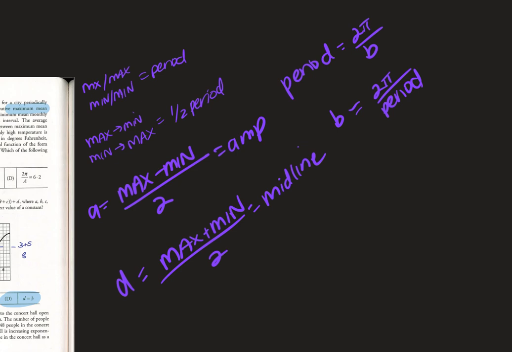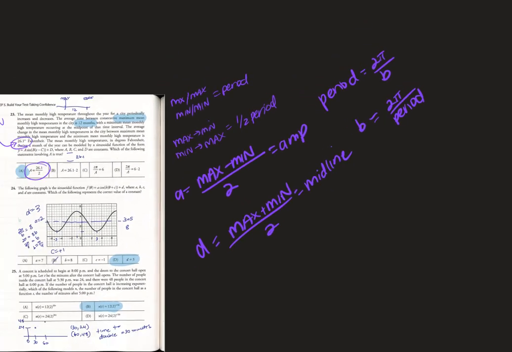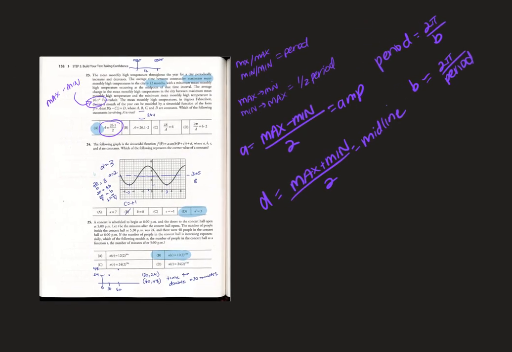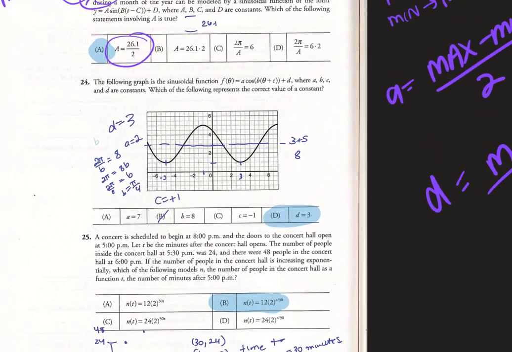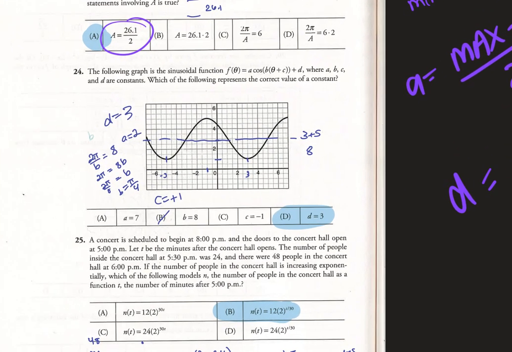But your max to your max, or your min to your min, is your period. Your max to your min, or your min to your max, is half your period. Your max minus your min over 2 is the amp. Your max plus your min over 2 is the midline. Period is 2 pi over b, and b equals 2 pi over period. Those should answer most of the word problems on your sinusoidal stuff.